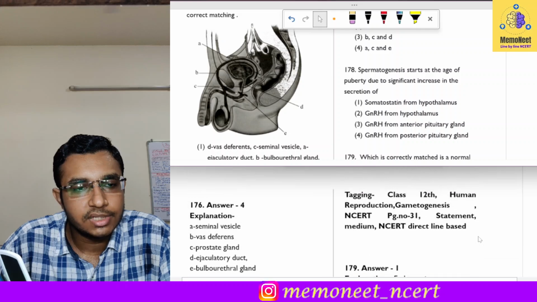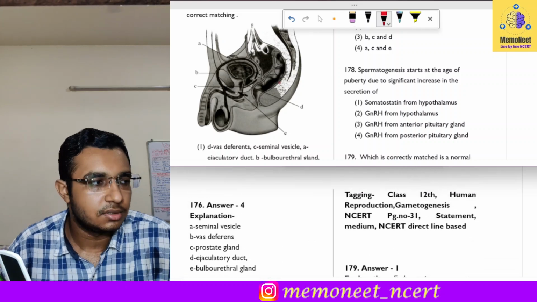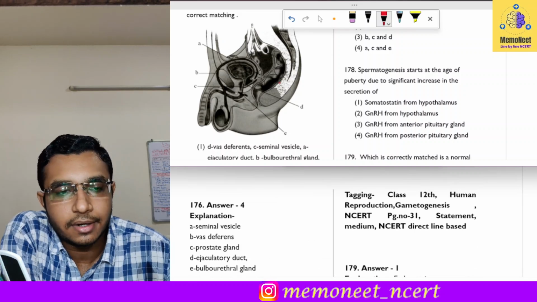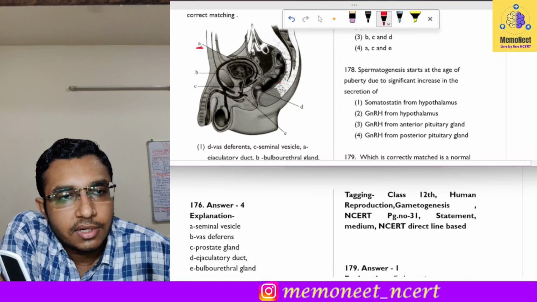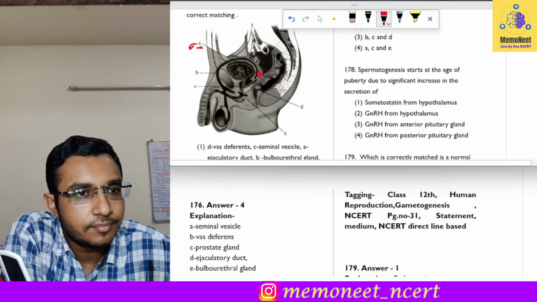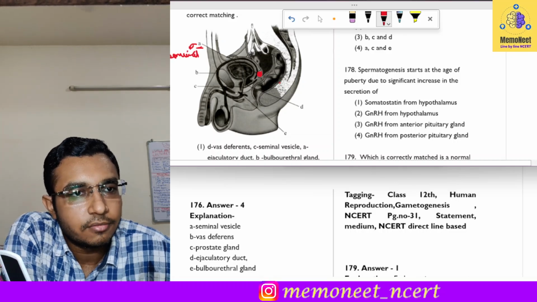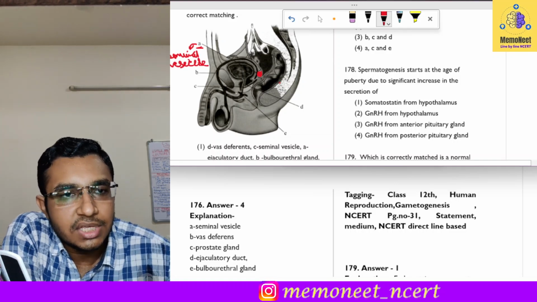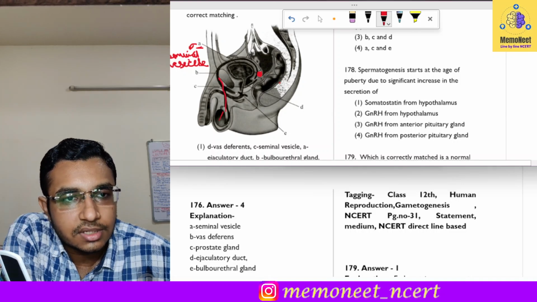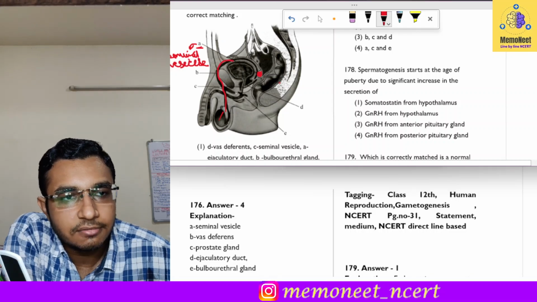Now question number 176 is a diagram based question, and we have to label the correct matching of the male reproductive tract. Now see, here what is the A? So A is labeled over here. So as you can see, this is the seminal vesicle. So A is the seminal vesicle. Next is B. Now see, B is originating from the testis. The testis is situated over here and it is originating from the testis and going like this. So B is the vas deferens.